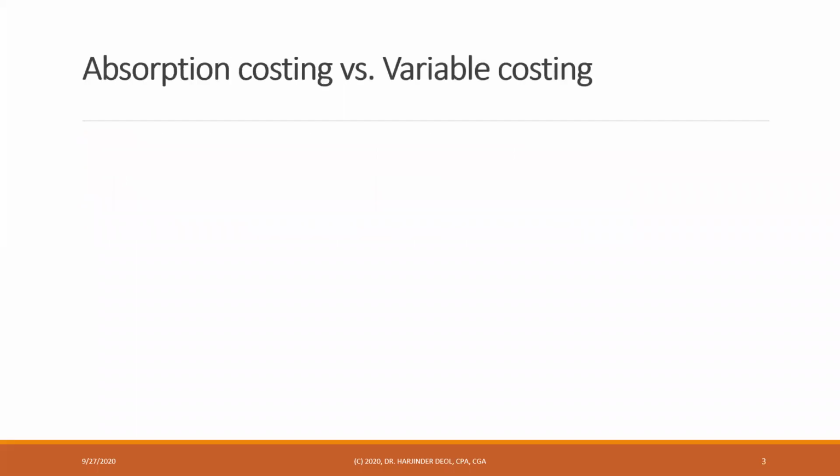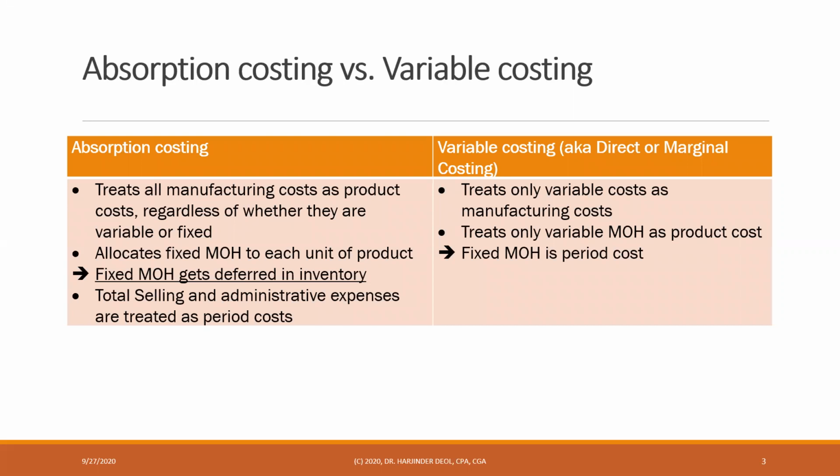So, absorption costing versus variable costing. The whole premise of this chapter is what to do with your fixed manufacturing overhead. Now, if you think about your manufacturing overhead from our earlier discussions, we discussed this in Chapter 5 at length. Your manufacturing overhead is made up of some cost items that are variable, and other cost items that are fixed. So this chapter discusses how that fixed manufacturing overhead should be dealt with. How should we account for that? What should we do with that?